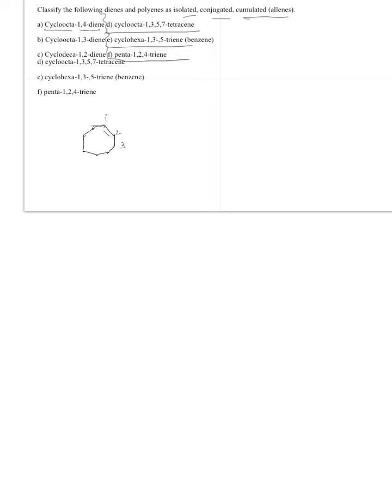So these are in the plane, and they're above and below. And when you have an sp3 system, then it blocks that conjugation. So there's no traveling of the electrons. Okay, so let's do B.